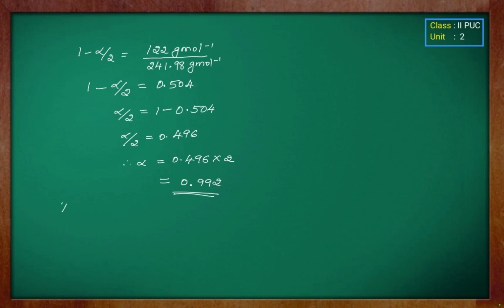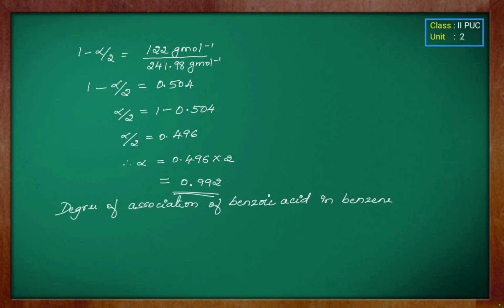And therefore we can tell that the degree of association of benzoic acid in benzene is equal to 0.992 into 100. That is equal to 99.2%.